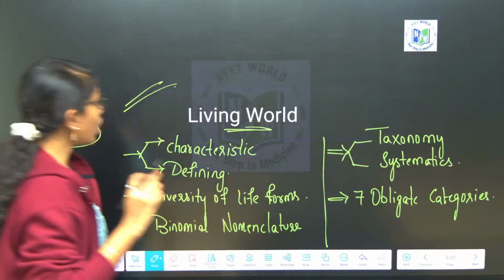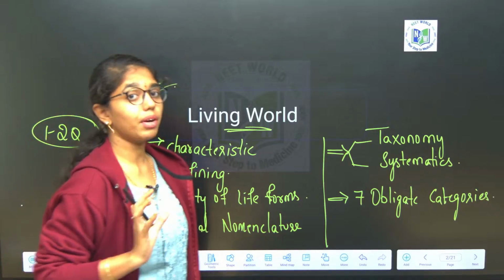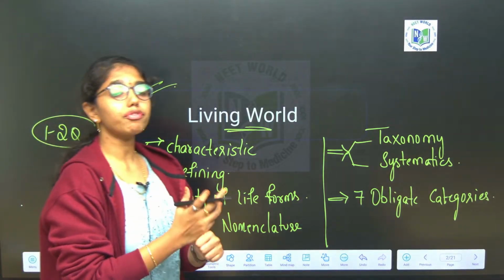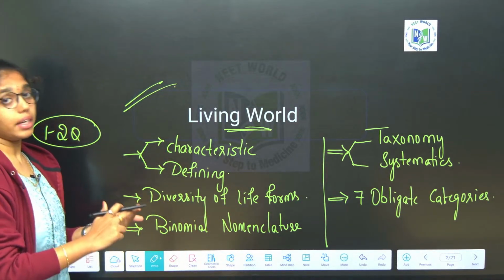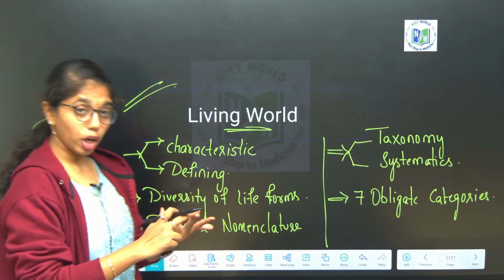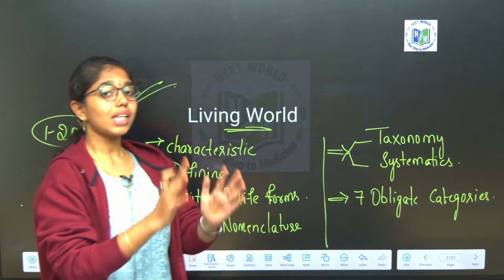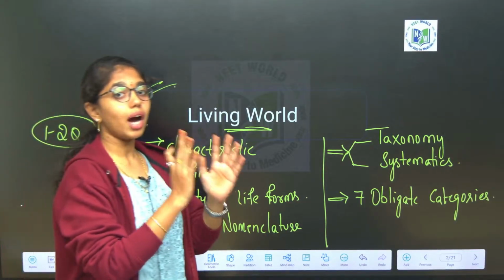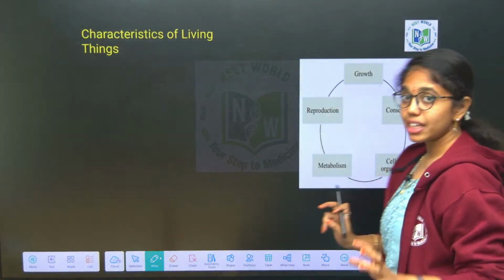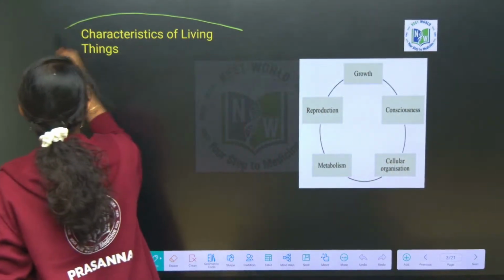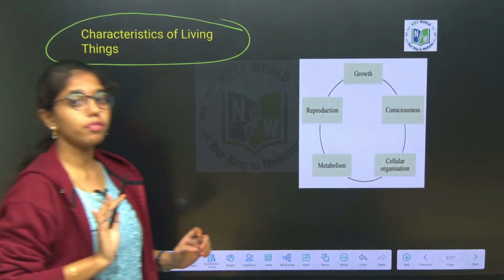So what are all the concepts that we have to cover from the living world? Initially the characteristic and defining features of the living, then diversity of life forms, binomial nomenclature, taxonomy, systematics, and then 7 obligate categories or 7 taxonomic groups. First, let us look into the characteristics of living. What are the characteristic features and what are the defining features of the living?